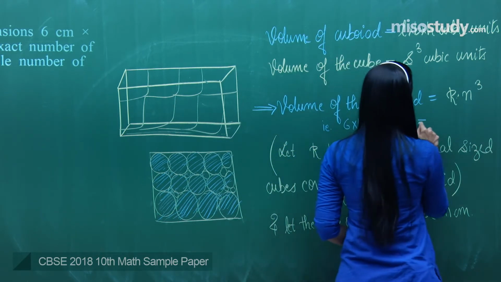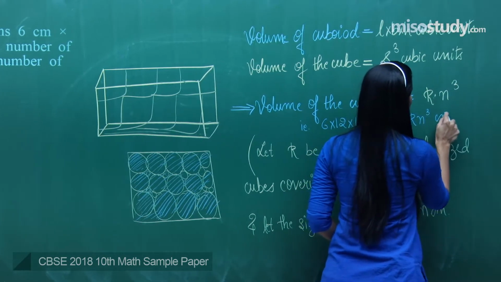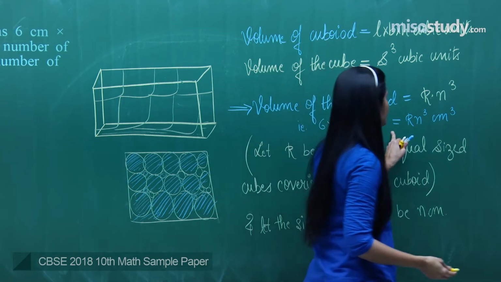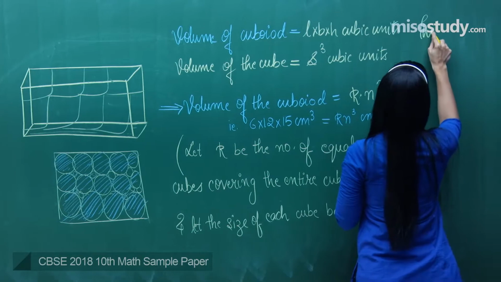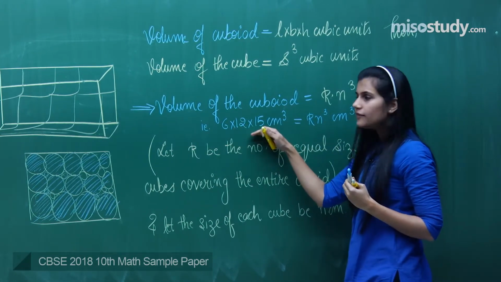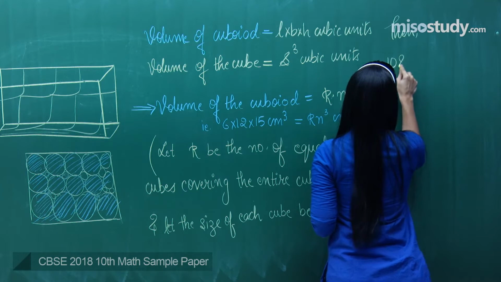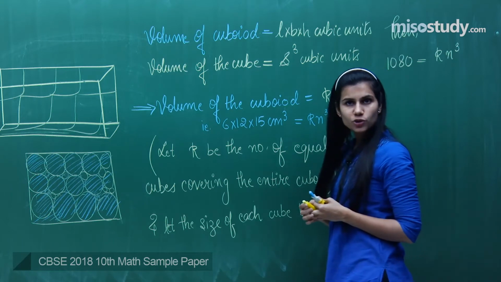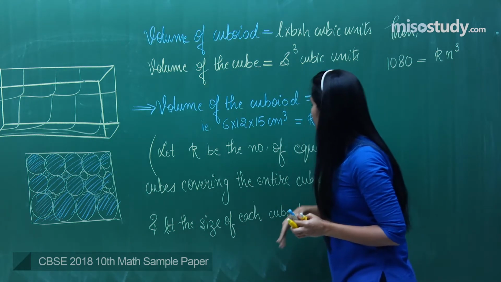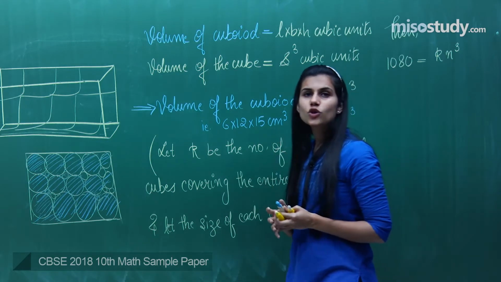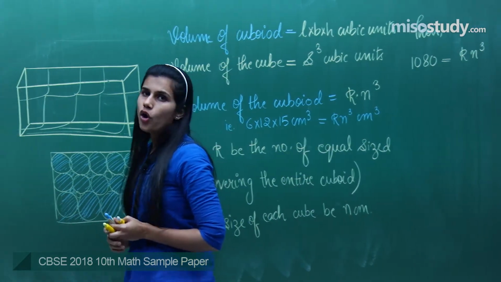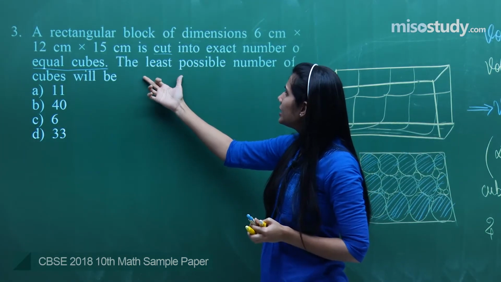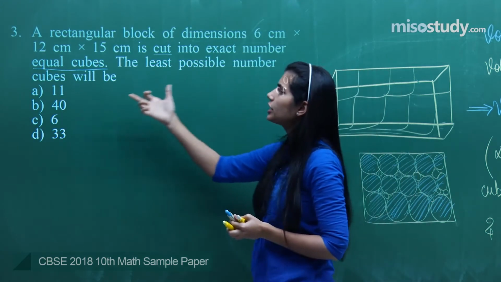This centimeter cube is equal to k into n cube centimeter cube. Okay? Now the question starts. What is 6 into 12 into 15? It is 1080. 1080 is equal to k into n cube. Don't forget, k is the number of cubes and n is the size of each cube, basically the dimension of each cube. Now, the question is, what is the least possible number of cubes?